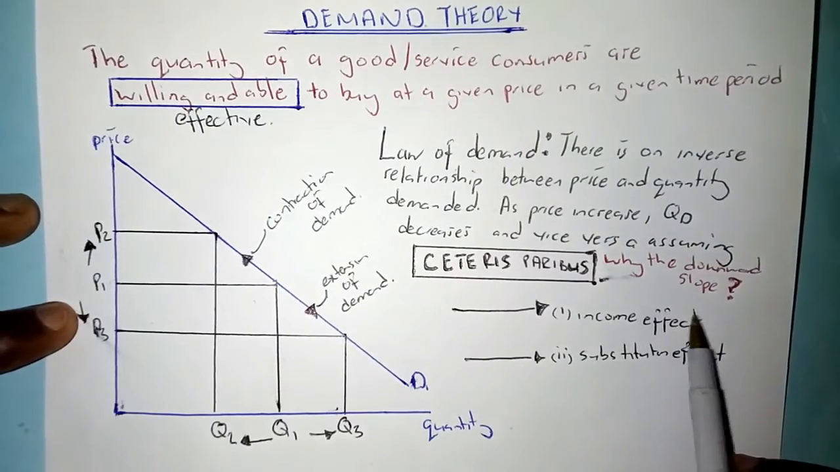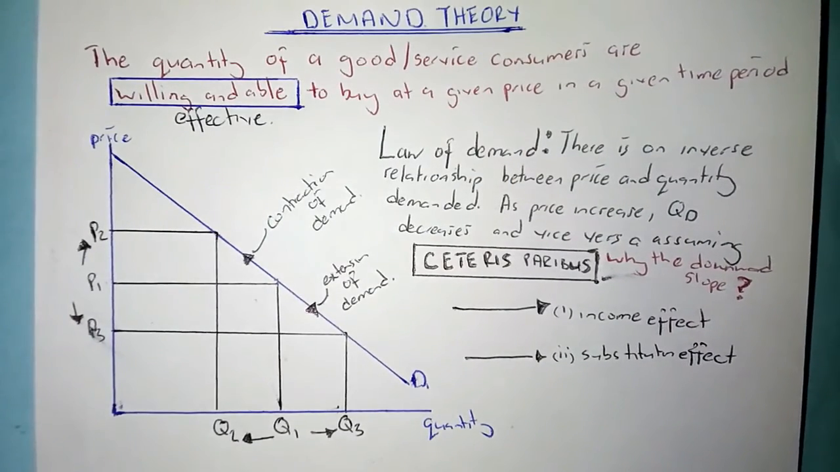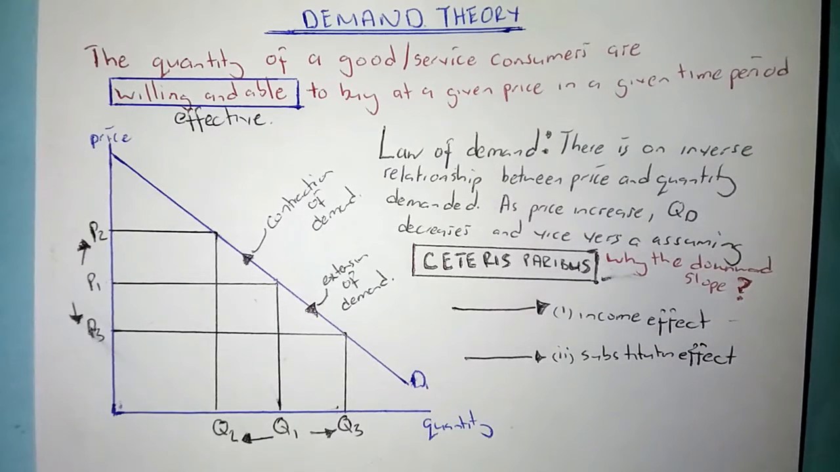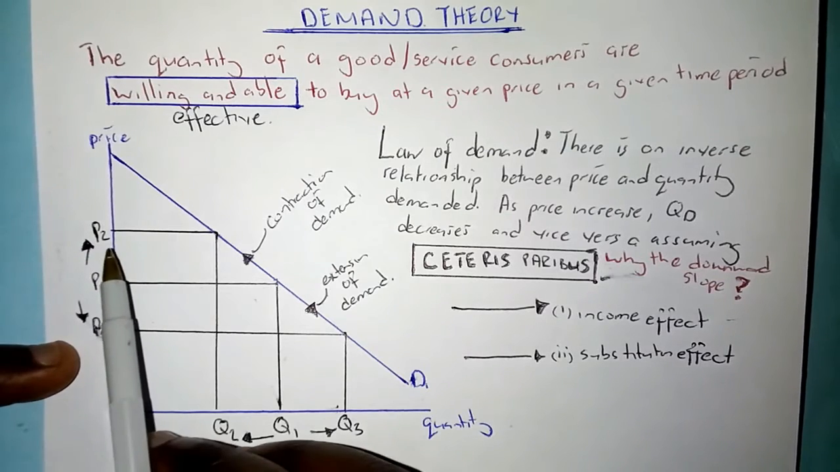Why is the demand curve downward sloping? It's because of two effects: the income effect and the substitution effect. For the income effect, let's take a price increase, right? So the price has increased from P1 to P2.